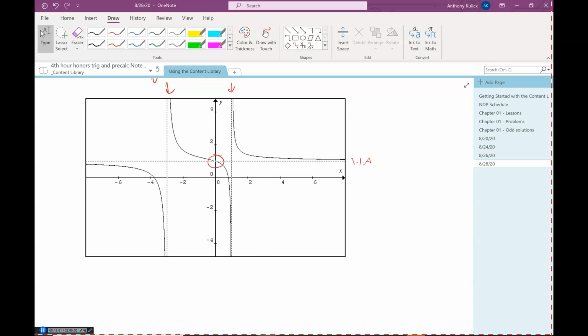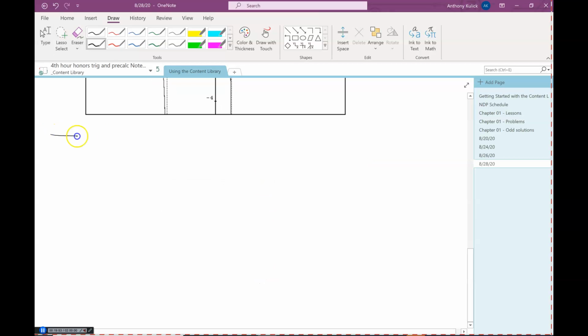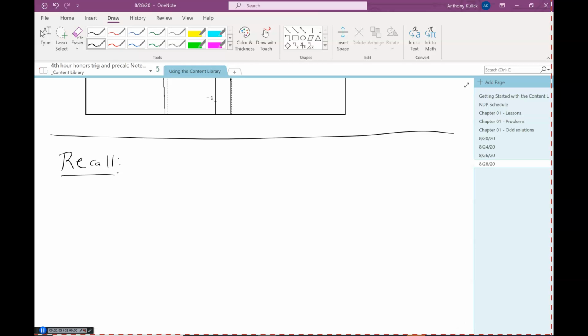Now in practice, we know how to find the asymptotes for rational functions from last year, right? For either a general rational function or a simple rational function, you can find the vertical asymptote by setting the denominator equal to 0 and solving.